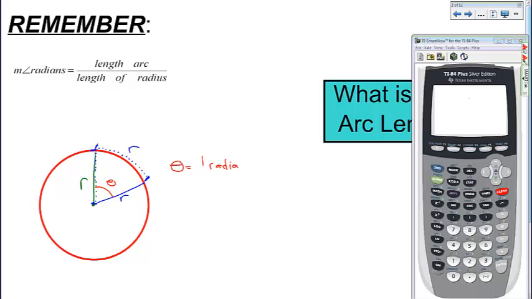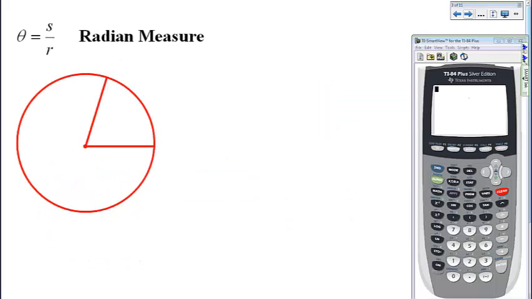Now this is fair and well enough, but what happens if we have an arc that is less than the length of a radius or greater than the length of a radius? How can we figure out the measure? Simply put, we're going to use the formula theta is equal to S over R. Well, what does this mean?